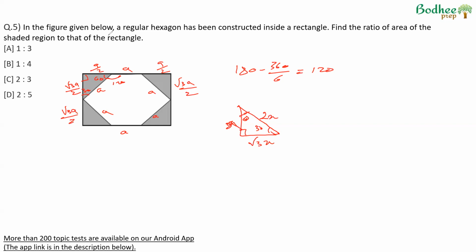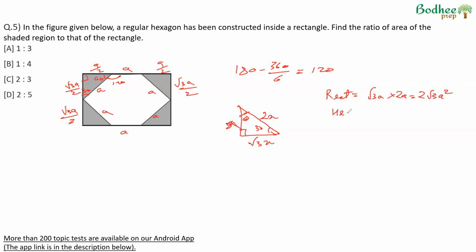So if we look at the area of the shaded region, which is rectangle minus the hexagon, the area of the rectangle from here can be written as: this side becomes root 3a by 2 plus root 3a by 2. The breadth is root 3a. Length is a plus a by 2 plus a by 2. So a by 2 plus a by 2 is a, plus a is 2a. Therefore, 2 root 3 a square.